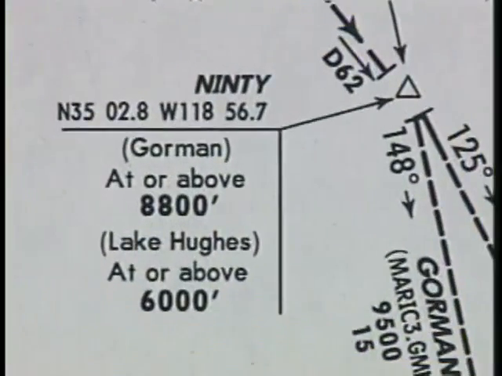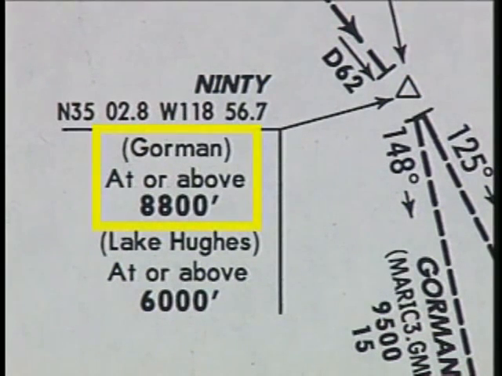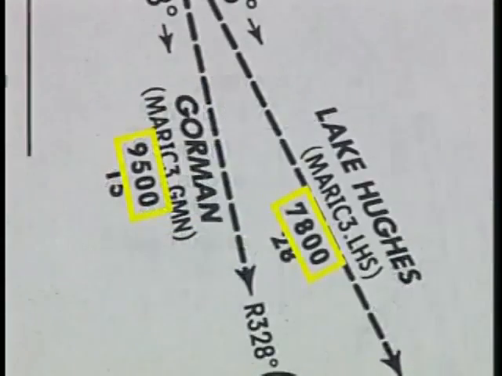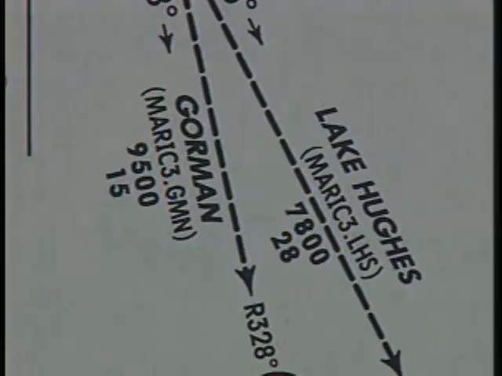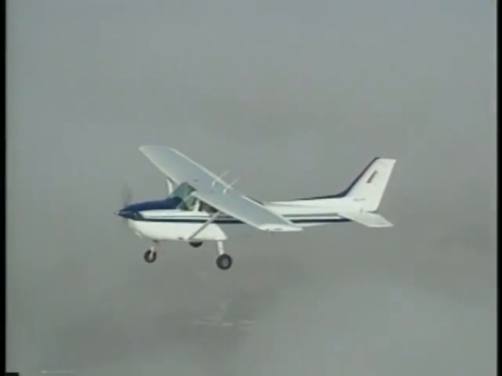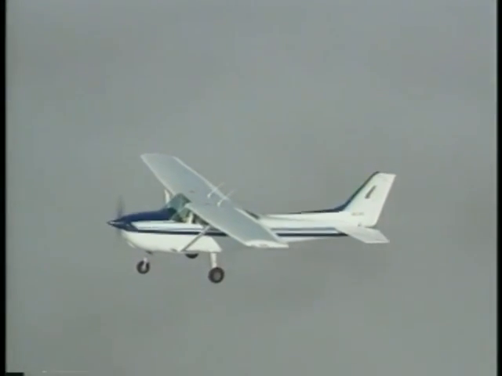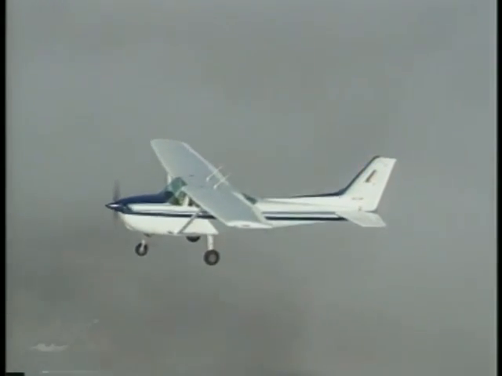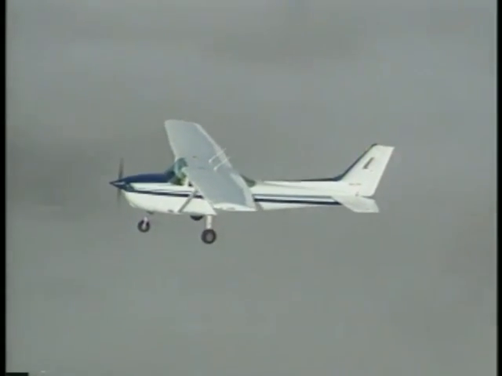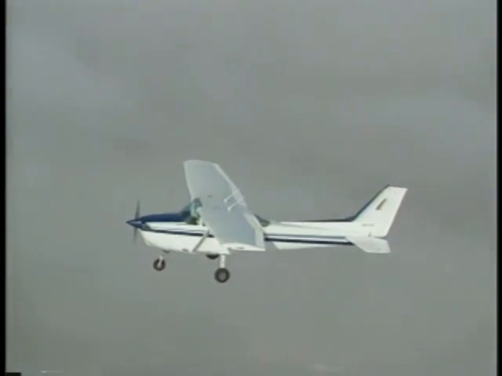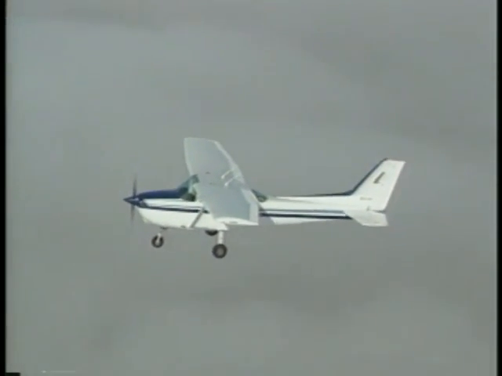Notice that Ninty intersection has a minimum crossing altitude of 8,800 feet for the Gorman transition. If you were using the Lake Hughes transition, the minimum crossing altitude for Ninty would be 6,000 feet. These altitudes are necessary to achieve the minimum altitudes along the transition routes. As you have seen, an instrument departure procedure can take many forms and is frequently changed. Because of this, it's important that you understand the procedure and its requirements on you and your aircraft before you take off.